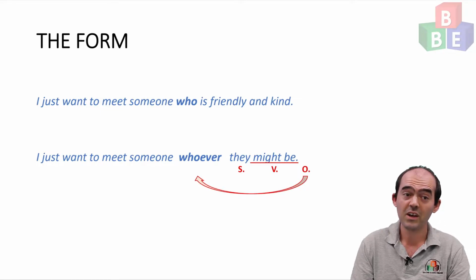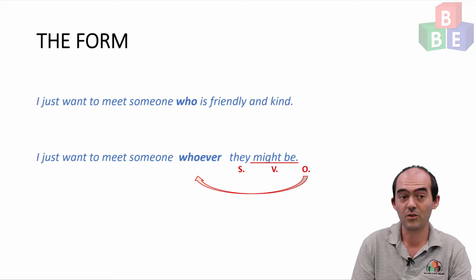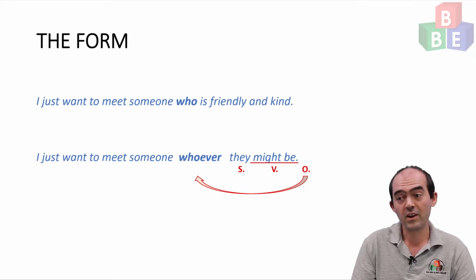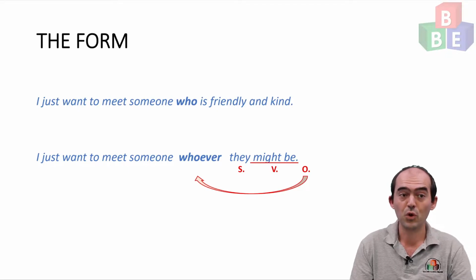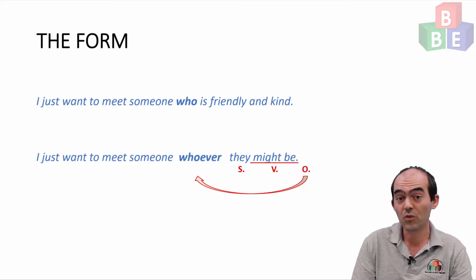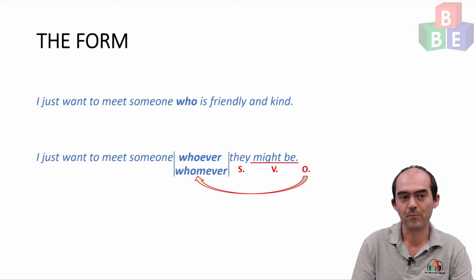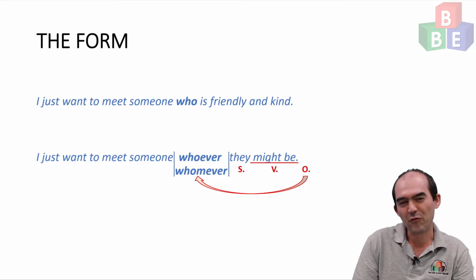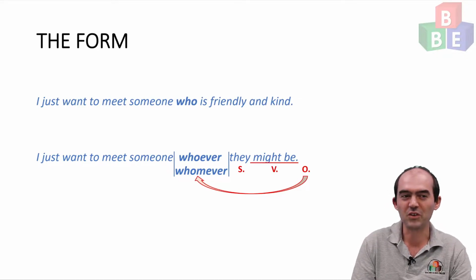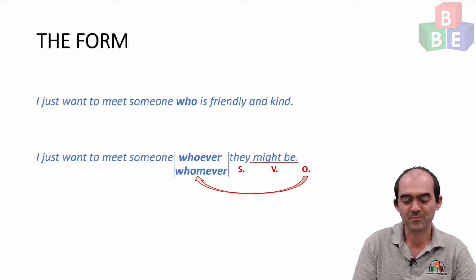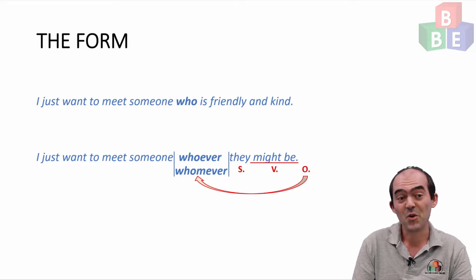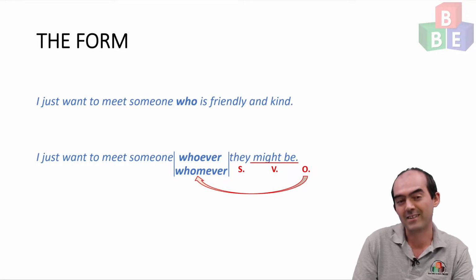And as we saw in our previous relative clauses videos, which you can check out, if who is used as an object, we can turn it into whom. This is also true for whoever. So I can also say, I just want to meet someone, whomever they might be. However, that's quite formal and not very common, so we don't use whomever that much. So, as I mentioned, we can use whoever or whomever to mean it doesn't matter.